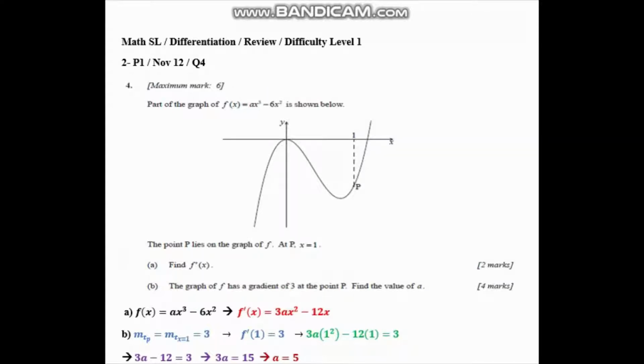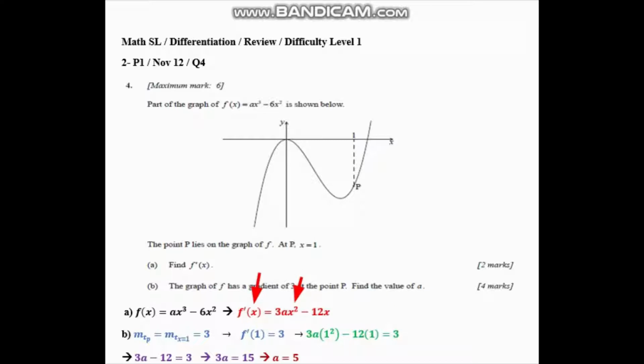As for question B, you are told that the graph of f has a gradient of 3 at the point P. Find the value of a. So at point P, the gradient is 3, hence m equals 3. Hence f dash equals 3, and we know that at P x equals 1. So when x equals 1, f dash equals 3. Or in other words, f dash of 1 equals 3. So I simply substitute 1 into f dash of x.